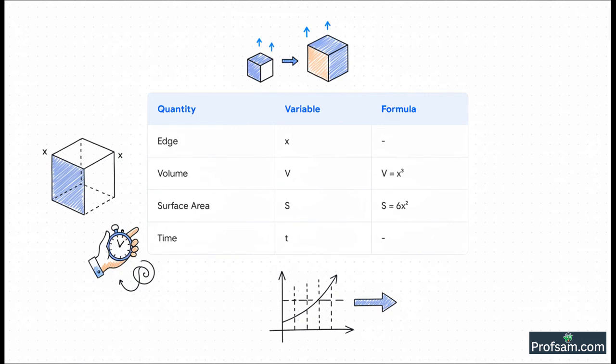Let's start with steps 1 and 2, listing our variables and formulas. We'll let x be the length of the cube's edge. So the volume, V, is x cubed. And the surface area, S, is 6 times x squared. And of course, everything is changing with respect to time, t.